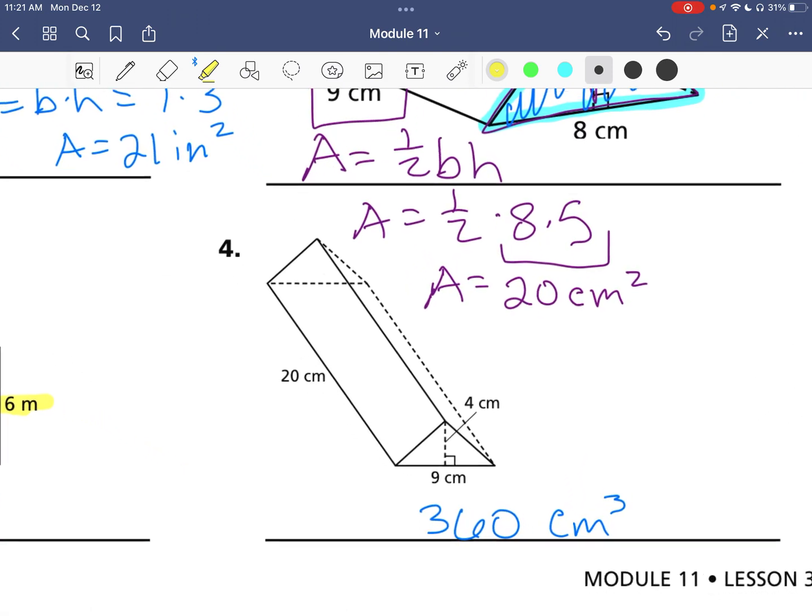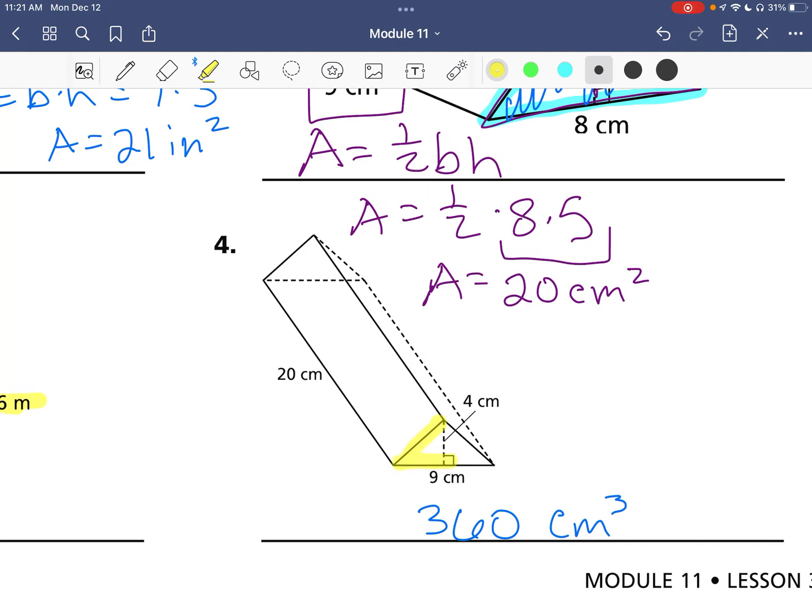For number 4, this one's definitely the more tricky one. This is going to be your base, so 1/2 times 4 times 9, and then you multiply it by its height, by 20.